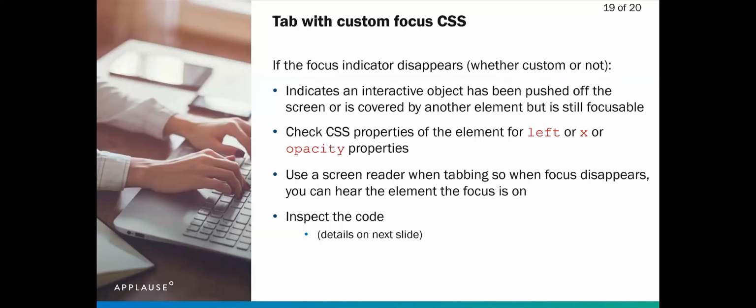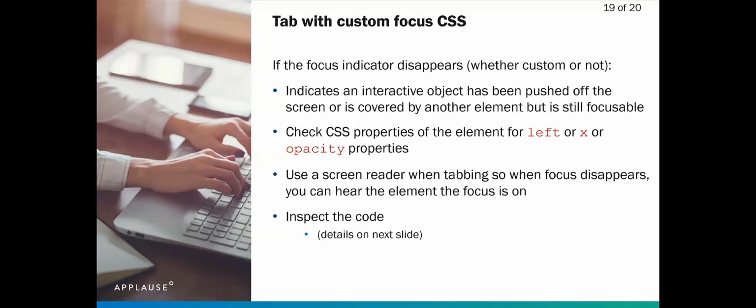So when you're tabbing through the interface and the focus indicator disappears, this is a great time to have the screen reader running because then you can just listen for what has focus. You can hear what's going to be read, and hopefully that element has some kind of text that the screen reader can announce. So as I'm tabbing through the interface, I talk about here the last bullet point is inspecting the code, so you can just see what the element is and maybe what's causing the issue.